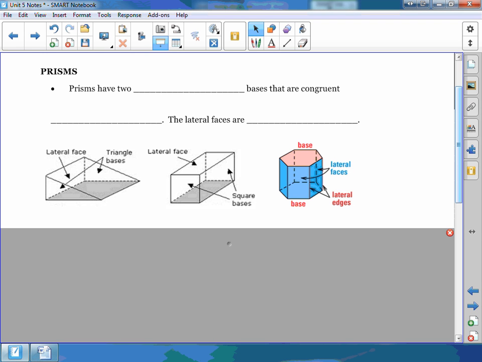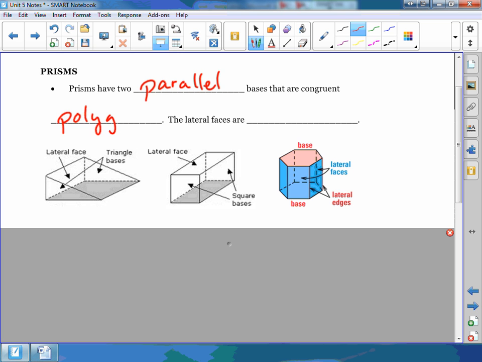If I checked with you and verified that what you had was correct, then tell me about a prism. Prisms have two something bases that are congruent what? Lana. They have two parallel bases, correct? They are congruent what, Lana? Polygons. That was the word that some of us got stuck on. Polygons would just be a closed figure that's made up of line segments. A circle is not considered a polygon, right? It's not made up of line segments, all right?